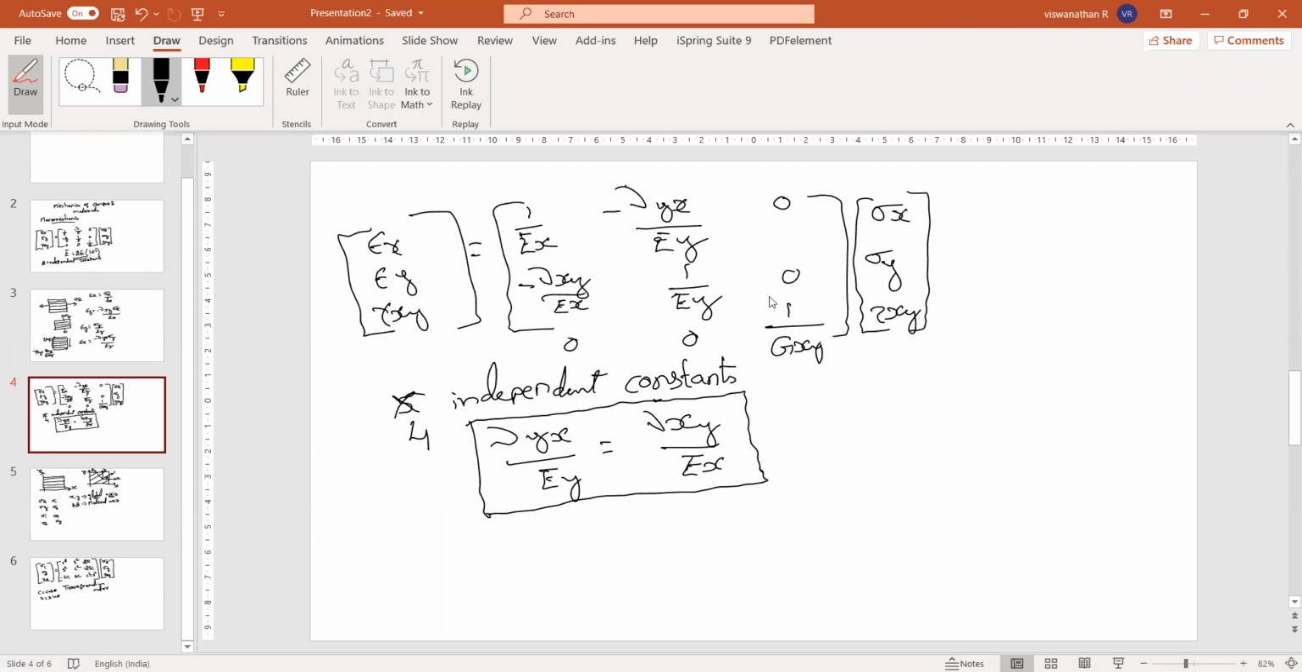No units, sir. Huh? Are you asking SI units or something, sir? Yeah, we always refer to SI units only. Can you tell me what will be the units?